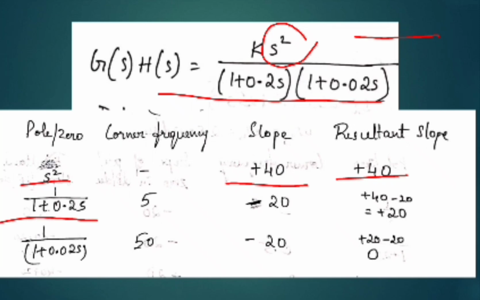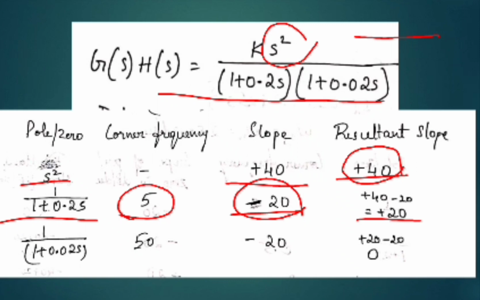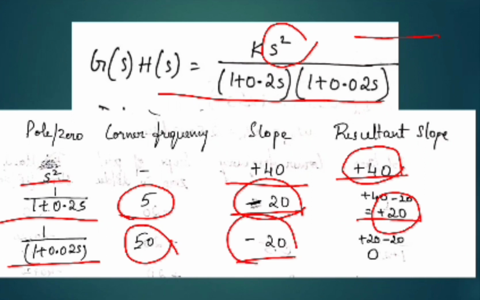Next we have 1 divided by 1 plus 0.2 s, a simple pole. We have already calculated the corner frequency, that is 5. As it is a pole, slope will be minus 20 decibel per decade. So already we had plus 40 decibel per decade. Now minus 20 decibel per decade will get added up. So totally the resultant will be plus 20 decibel per decade. Next pole is 1 divided by 1 plus 0.02 s. The corner frequency is 50. The slope will remain minus 20 decibel. So the total will be plus 20 minus 20, which becomes 0 decibel per decade.